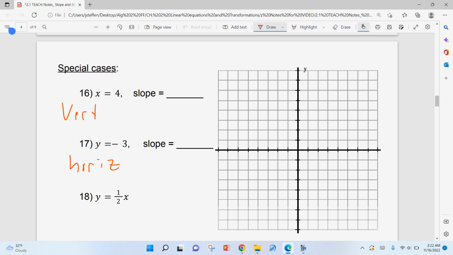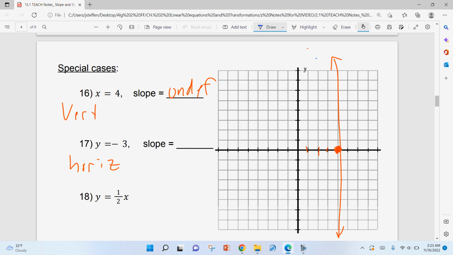So x is equal to 4, so that means you go 1, 2, 3, 4. The way I remember this is because those are your intercepts. So x is equal to 4 means your x-intercept is at 4, so that's a vertical line. And the slope of that one we talked about earlier is undefined. Vertical lines are all undefined.